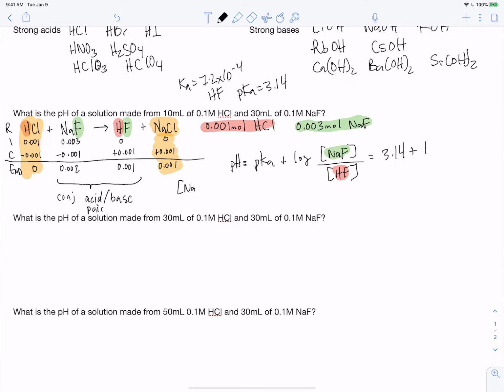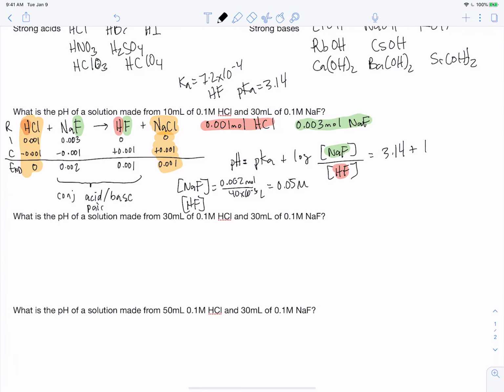So what's our concentration of sodium fluoride? It's going to be the number of moles divided by our total final volume. So 30 milliliters plus 10 milliliters, because I've taken a solution of 10 and 30, so my total volume is going to be 40 milliliters, or 40 times 10 to the minus 3 liters. And so that ends up being 0.05 molar of sodium fluoride.